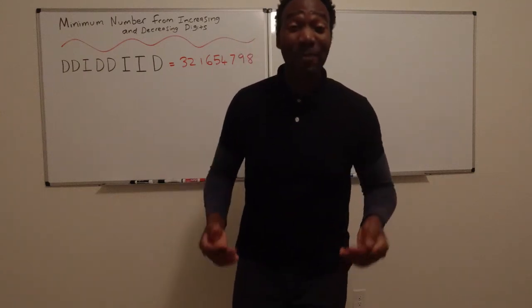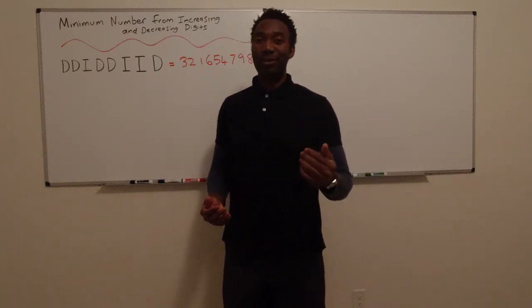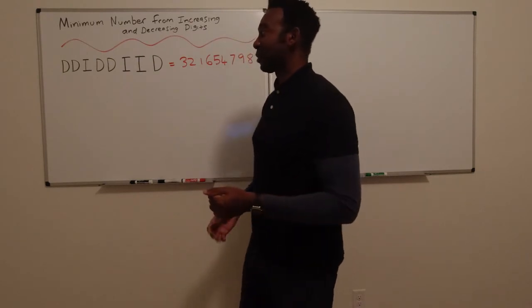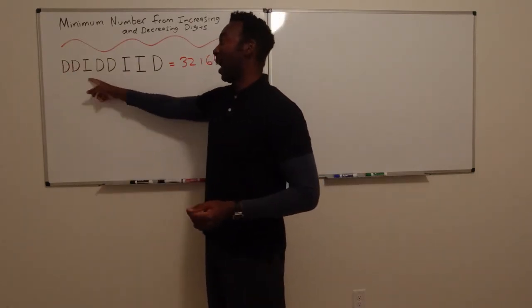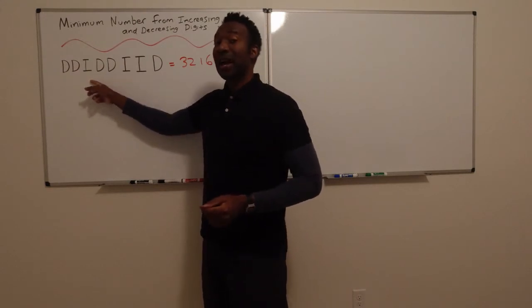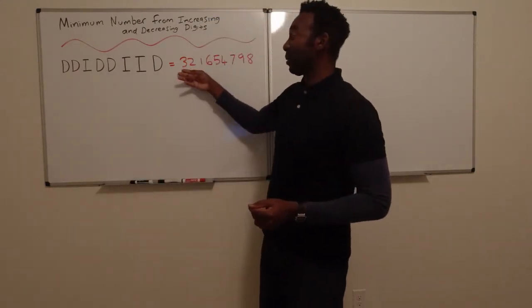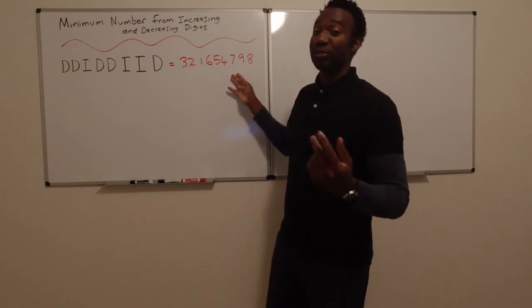Today, we're finding the minimum number for increasing and decreasing digits. So suppose we're given this string in which D represents a decrease in digits, and then I represents an increase in digits. Our goal is to find the minimum number that can be created using those digits.